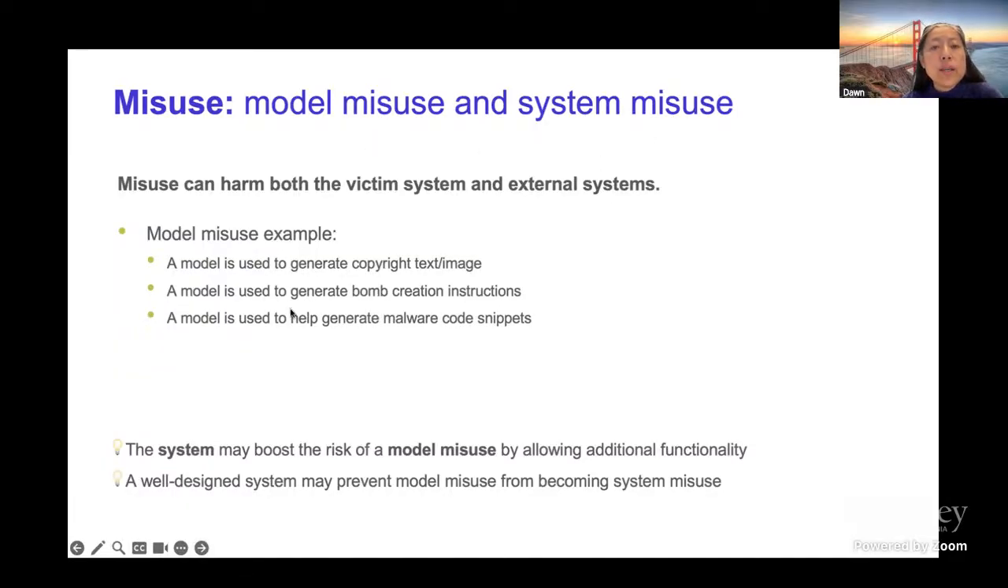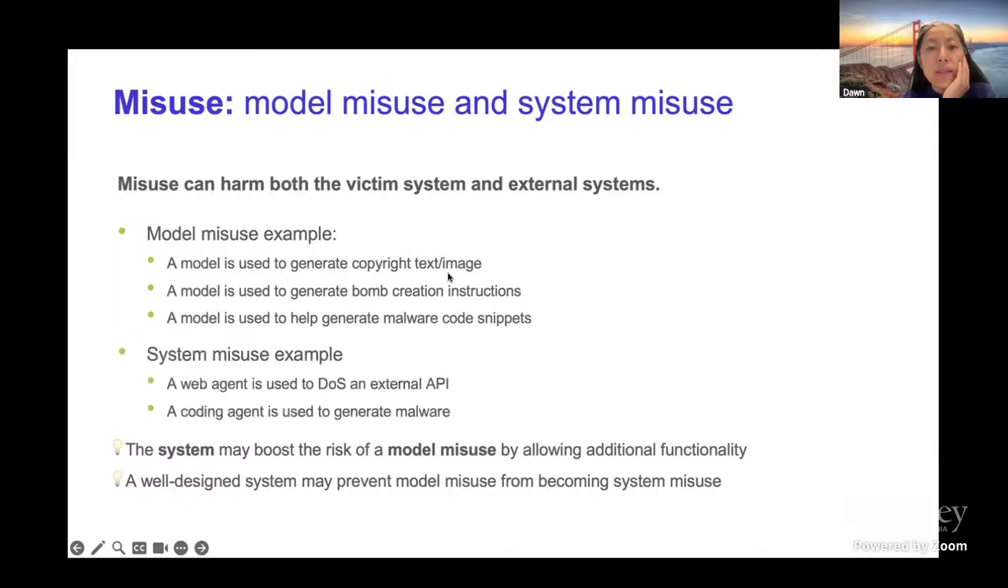So model misuse is when, considering just the model's input and output in the simple setting, the model can be misused, for example, to generate various undesired, unsafe outputs, including generating malware code, bomb creation instructions, and even copyrighted text and images as well.